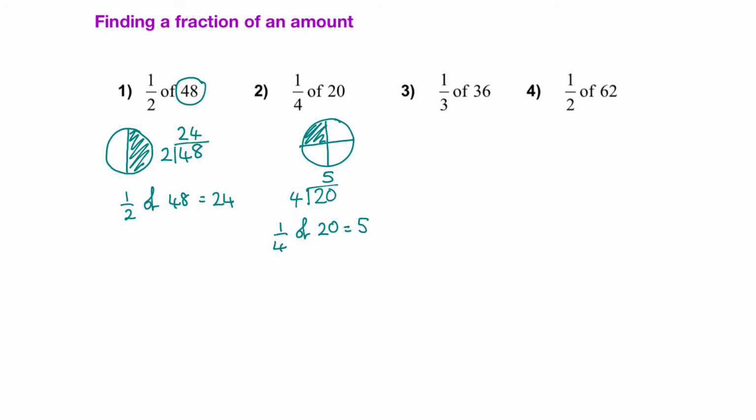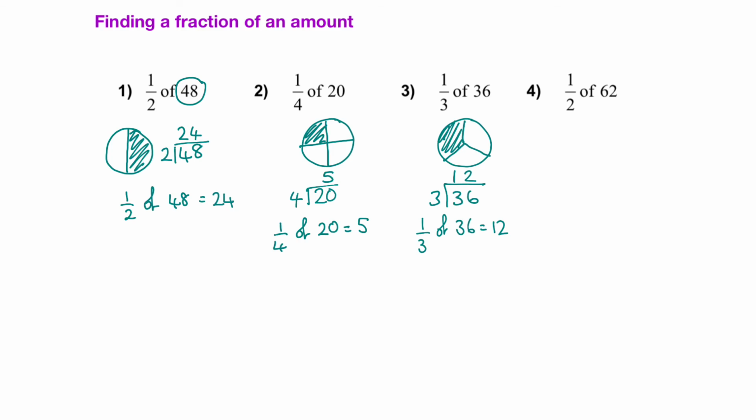Okay, a third of 36, well, if we split this into 3 equal pieces and choose one of them, then what we're doing is we're splitting 36 into 3 equal pieces. So let's do that. So 3 into 3 goes once, 3 into 6 goes twice. So that's 12. So we can say that 1/3 of 36 is equal to 12.